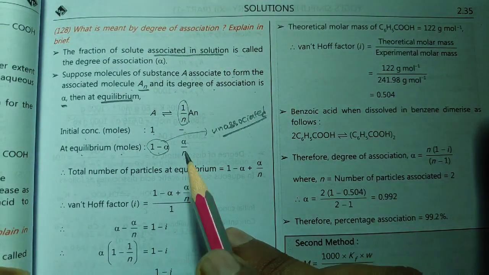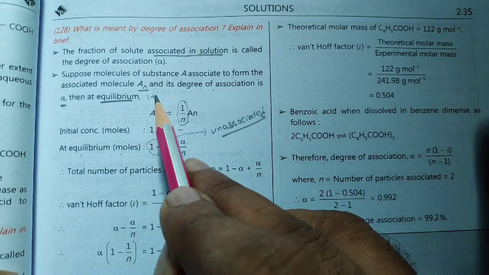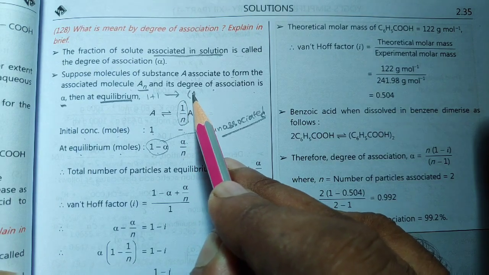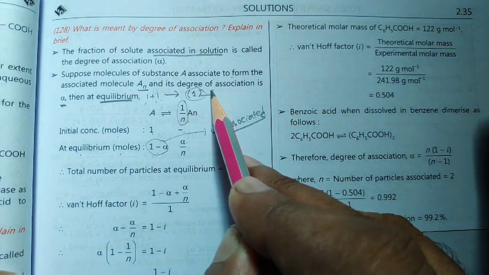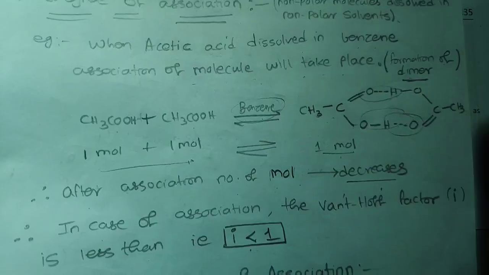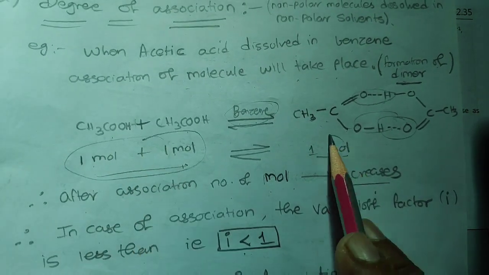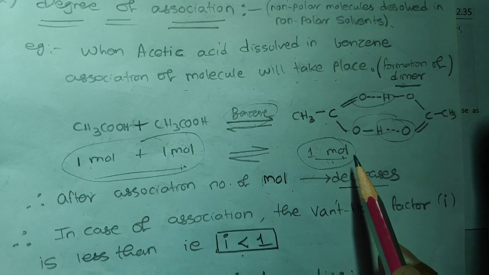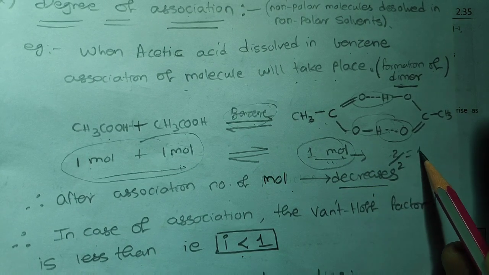But why did I divide by n? Because we have discussed ethanoic acid, right? 1 plus 1 mole was there, and here it became only 1 mole, meaning 2 molecules combined to form 1 molecule, which we call a dimer. I will explain. You can see 1 plus 1. How many moles were there? 2. And here they combine to form only 1 mole. So this is 2 and this is 1. How did we get it? 2 divided by 2 is equal to 1, right?